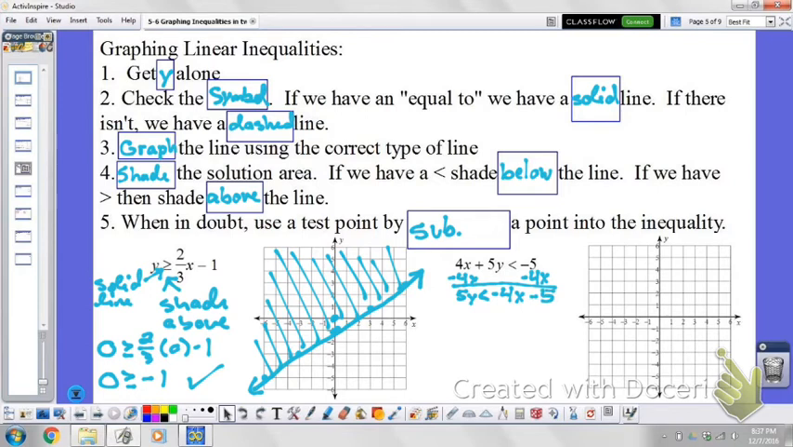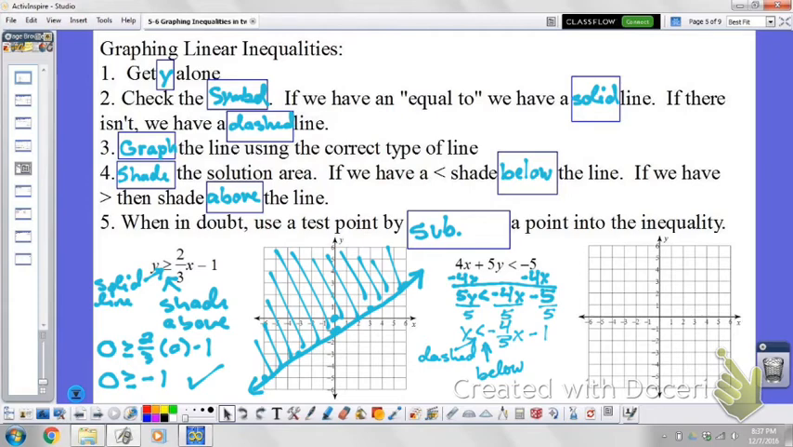To get y alone, I then have to divide by 5. So I'm going to divide everything by 5. So that will give me y is less than -4/5 x minus 1. I have y alone, so I can check my symbol. I see just a less than, so that means a dashed line. And I see a less than, which means I'm going to be below.